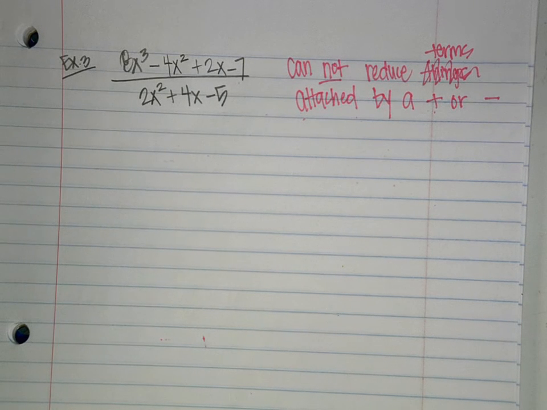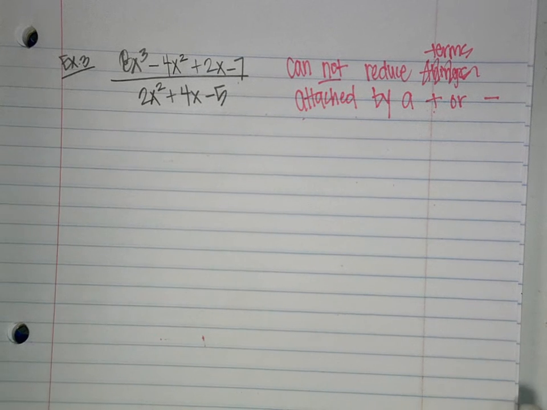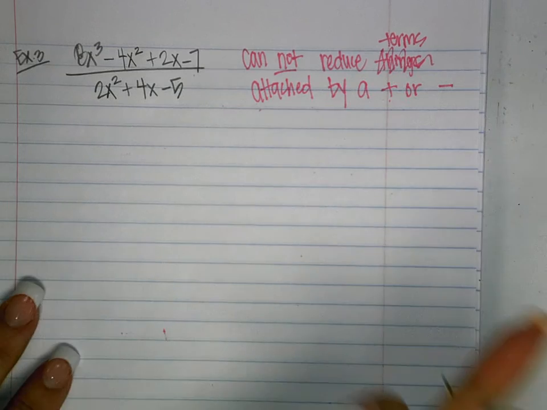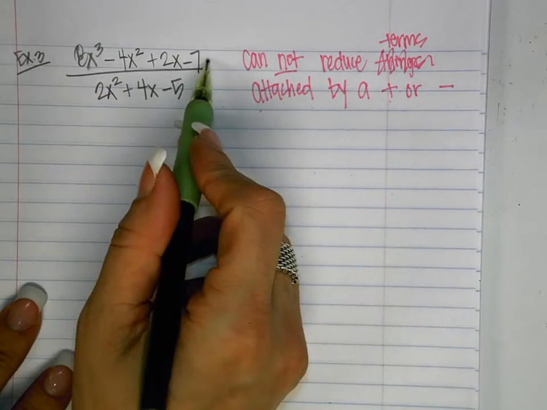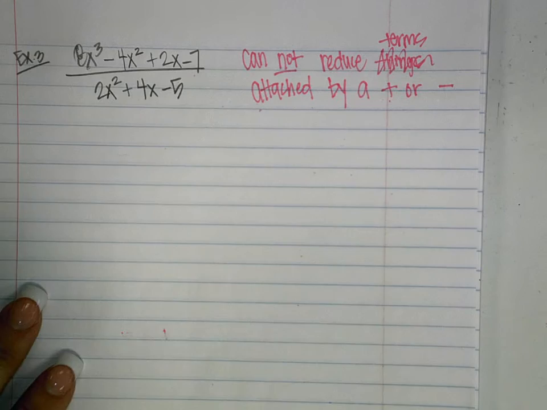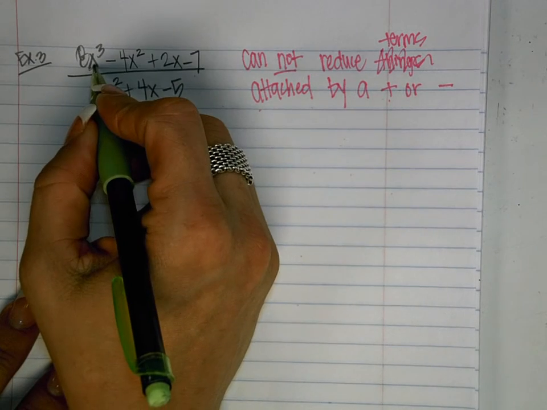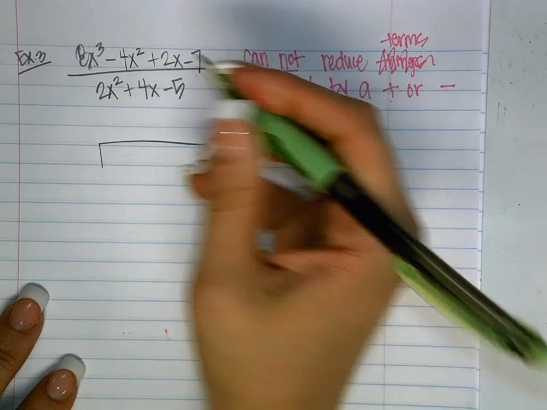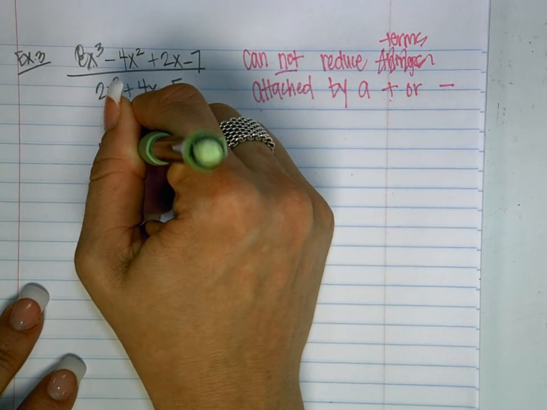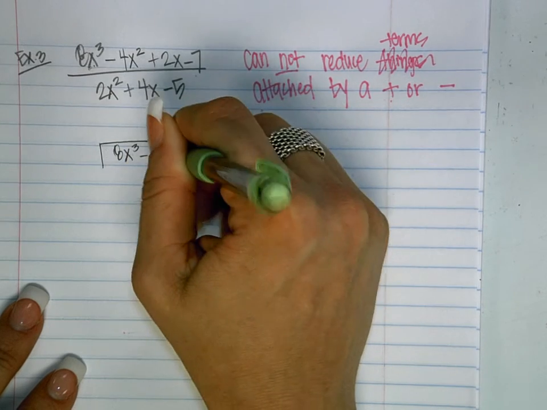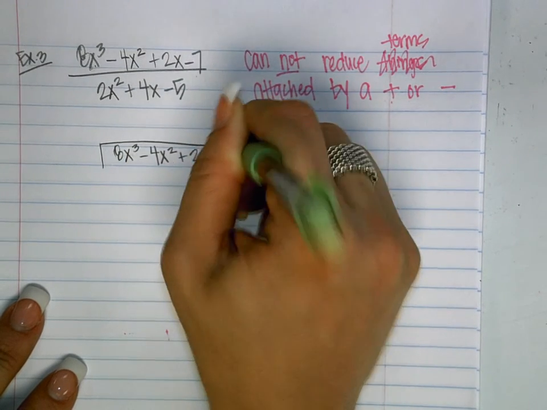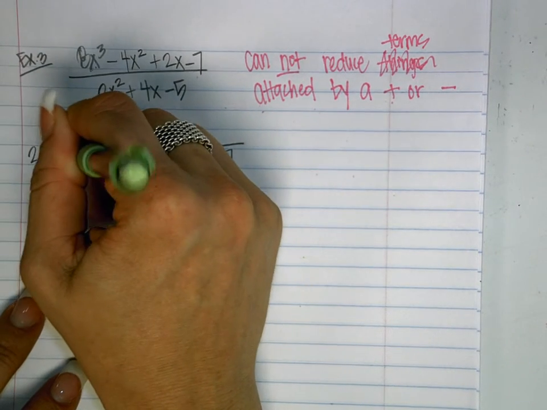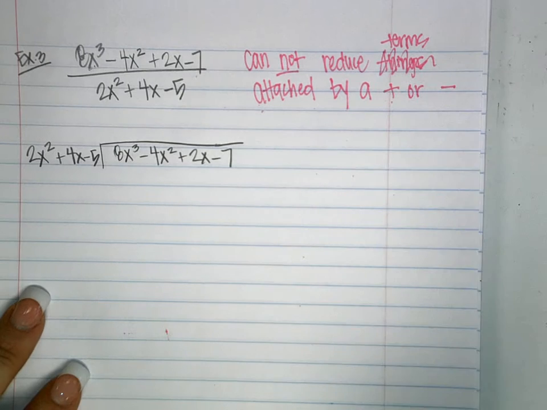Okay, now that we know that, now we can actually write this. So does this big one on the top, does that go inside the divide bar or outside? The one on the top goes inside, underneath the bar. So 8x cubed minus 4x squared plus 2x minus 7 goes under. The 2x squared, the one on the bottom, goes on the outside.